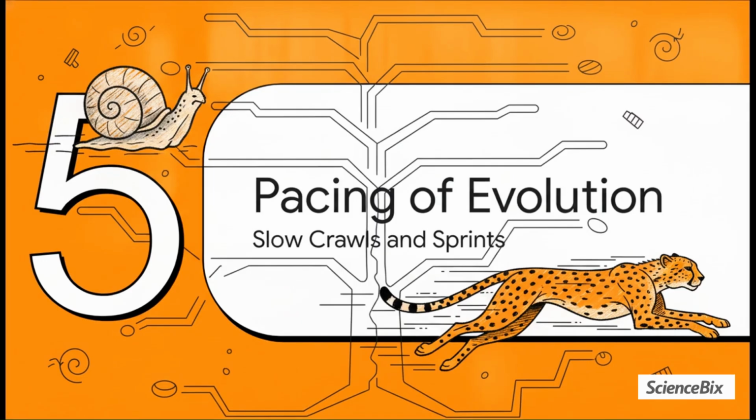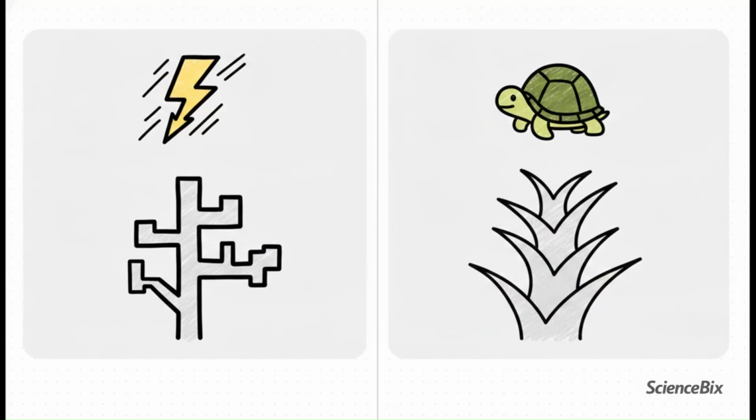Which brings us to our final section, part 5, the pacing of evolution. We're talking slow crawls and sudden sprints. We really have to ask, how fast is this incredible map actually being drawn over geological time? Here we've got the 2 major theories of evolutionary pacing squaring off against each other. On one side, you have punctuated equilibrium.